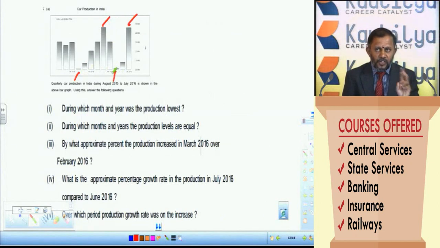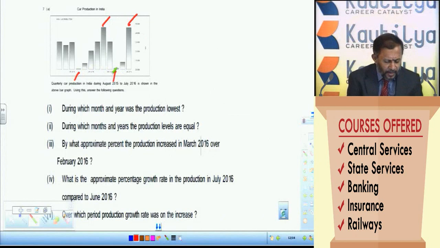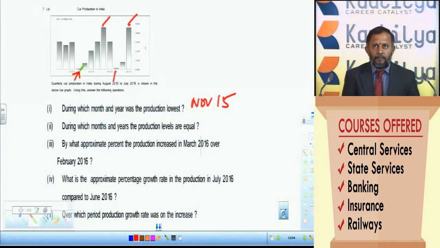If you observe these two cases, we can simply say in the month of November 2015, there is a slight difference between November 2015 and May 2016. So no doubt November 2015 recorded the lowest production. That you can say simply by physical observation itself. There is no need of taking calculation. Next, during which month the production levels are equal.